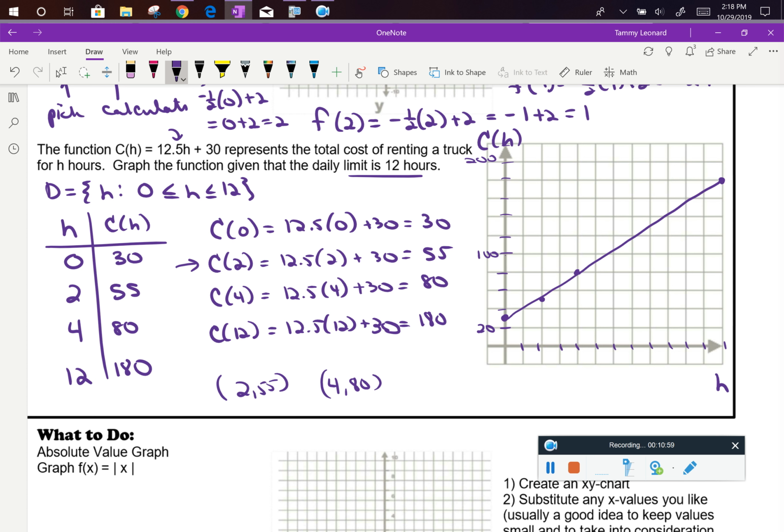Now, in the first problem, we put arrows on the ends of our line. On this problem, we won't, because we're limited. We can't rent the truck for fewer than 0 hours or for more than 12 hours. So this line does not go on forever. It's simply the line given here on our graph.